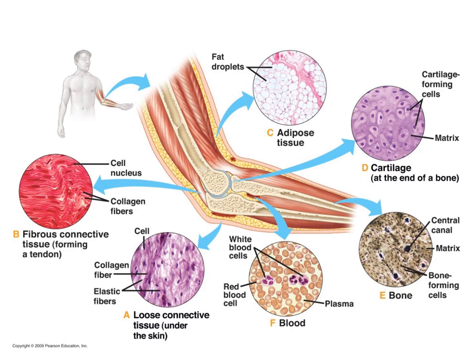You also have blood. You have adipose tissue, which is fat. You've got cartilage. And cartilage is found in multiple different places, in your nose, in your ears, sternum, at the end of bones. And then you also have bone, which is your densest type of connective tissue.